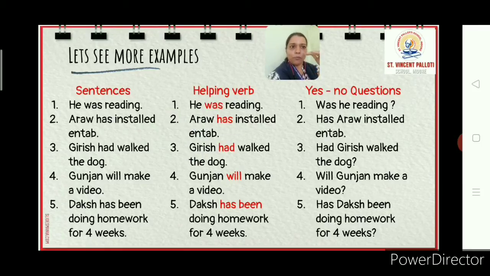I will tell you one by one. First sentence: he was reading. Here what is the helping verb? Was. So how will we make the yes no question? We will put was at the beginning. Was he reading? Question mark.